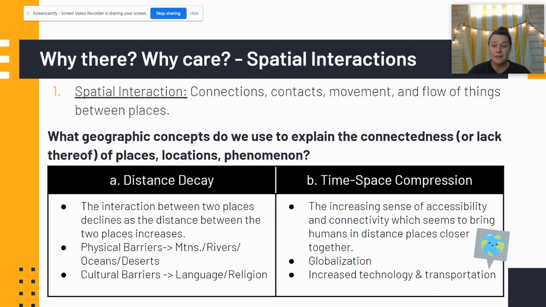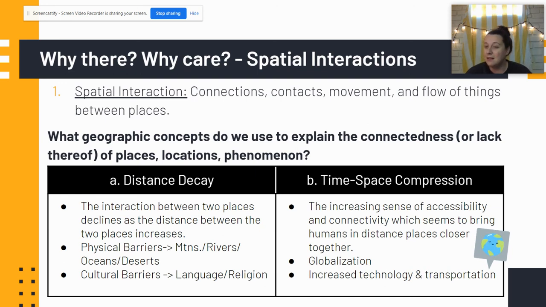Right. Now, there are also cultural barriers. And I think this one's a little bit more understandable for us. So, for example, let's say that there is a new trend in Saudi Arabia, right? People in Saudi Arabia typically speak Arabic, and their religion is Muslim, right? And so those might be some cultural barriers that would prevent the spread of that new trend from Saudi Arabia to the United States, right? Because a lot of people in the US don't understand Arabic.